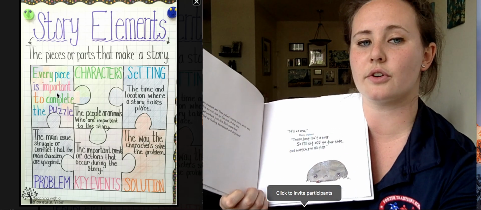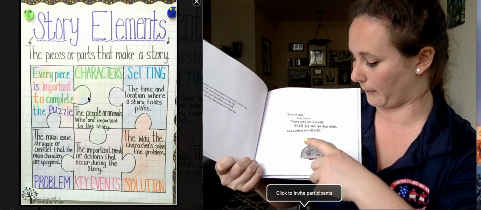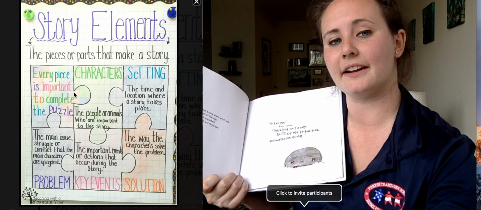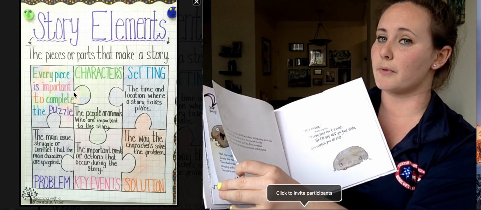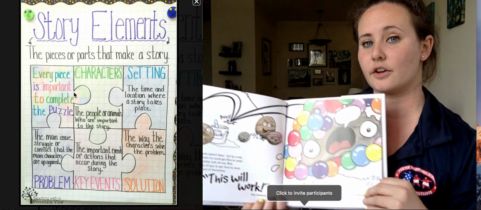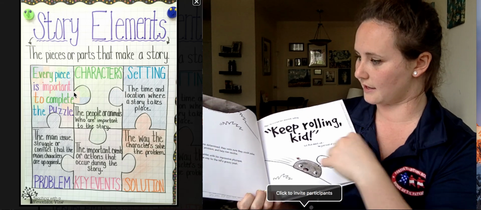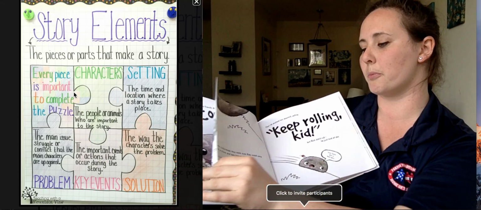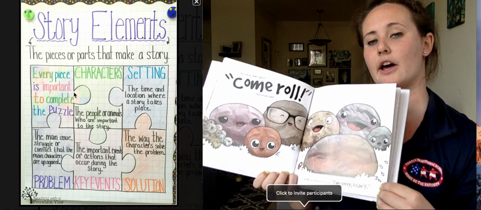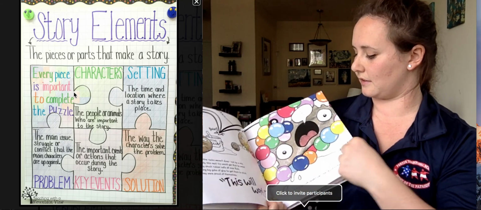Let's go to our character. I think our main character, who the story is mostly about, is our friend. And then we have some other characters. Remember, good readers always look back in their stories. We have our friends, right? We had our friends who helped Ricky. We had Marvin the Boulder. We had all his other friends, the Pebbles, that are helping him feel better and trying to get him to roll, right? All right.